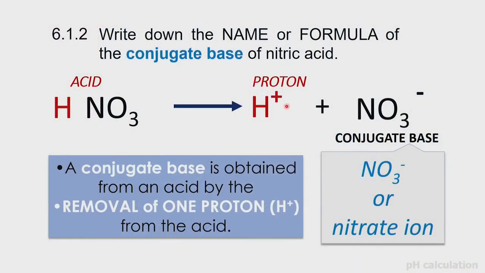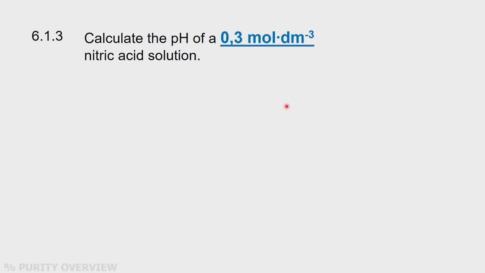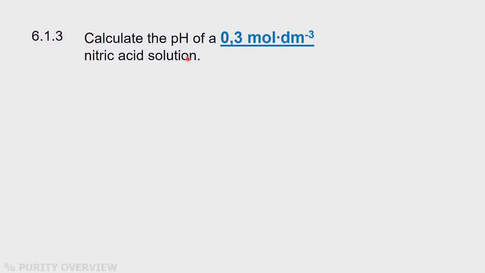Let's look. Now, this question says that we have to calculate the pH of a 0.3 mole per cubic decimeter nitric acid solution. And now you're going to look at me and say, where did I learn that last year in grade 10? Think back, third term, grade 10, acids, bases, concentration C. That is what that blue C stands for. Look again, and then I'll guide you through the question.